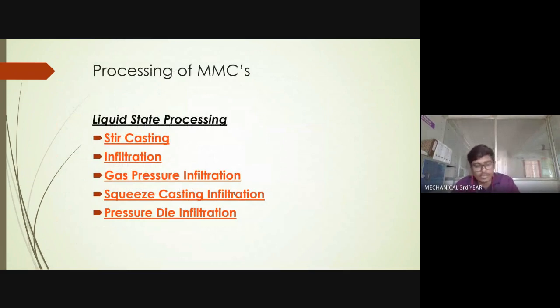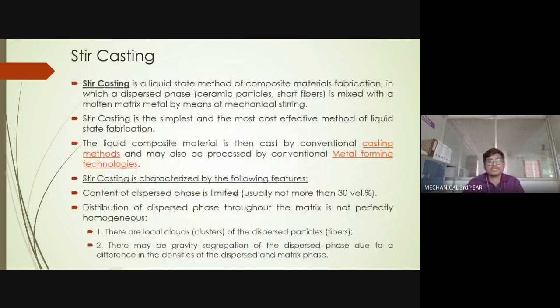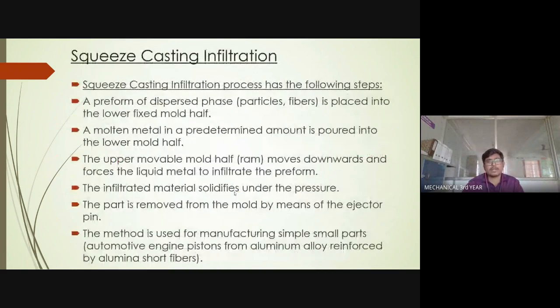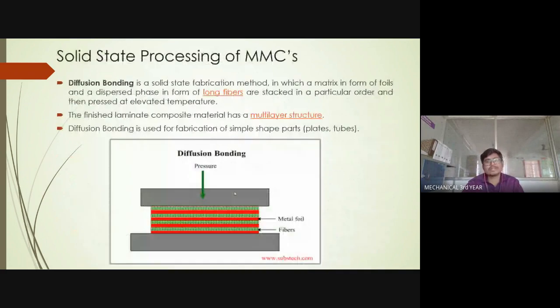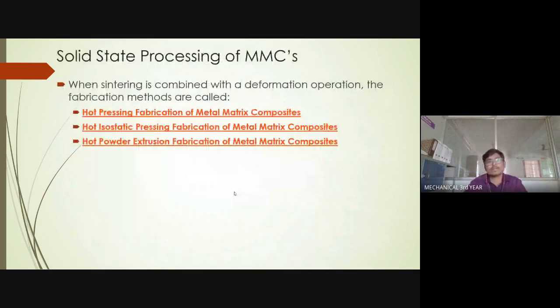In the case of solid state processing, we discussed diffusion bonding, sintering, and also pressing operations. In pressing operations, we have three different types: hot pressing fabrication, hot isostatic pressing, and hot powder extrusion. So these are all the things we discussed in this class.